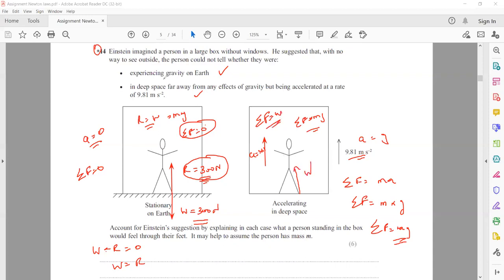So that's why Einstein suggests that if a person is in a large box without a window, we cannot tell whether the person is on the earth or accelerating in deep space at the acceleration due to gravity. Is this question clear?